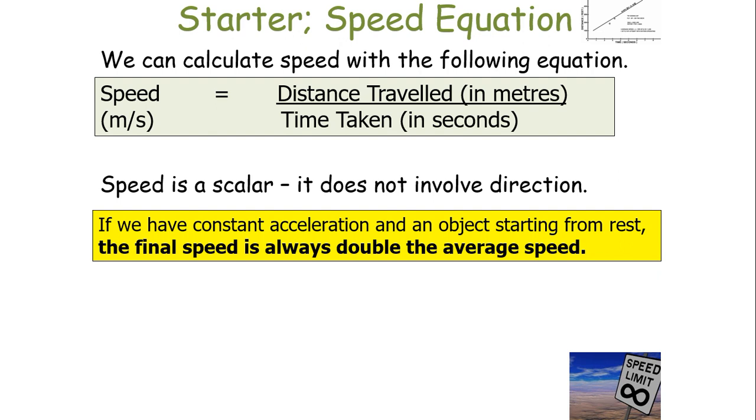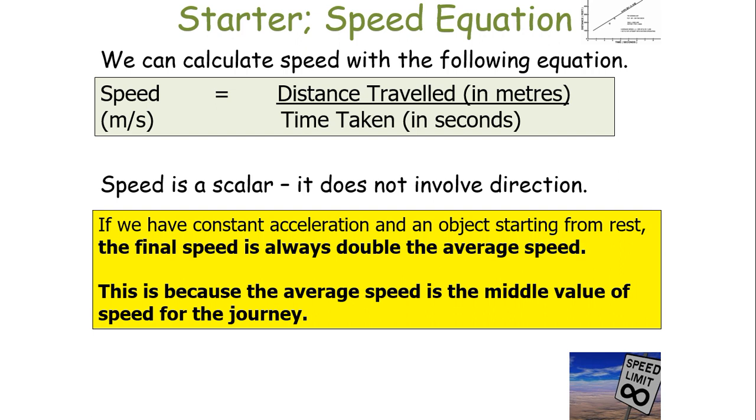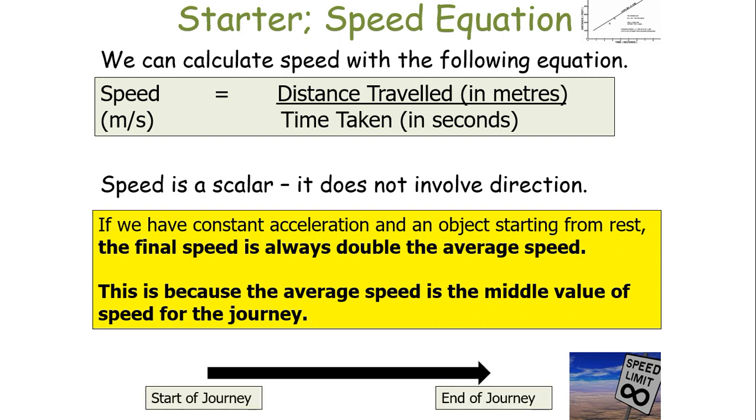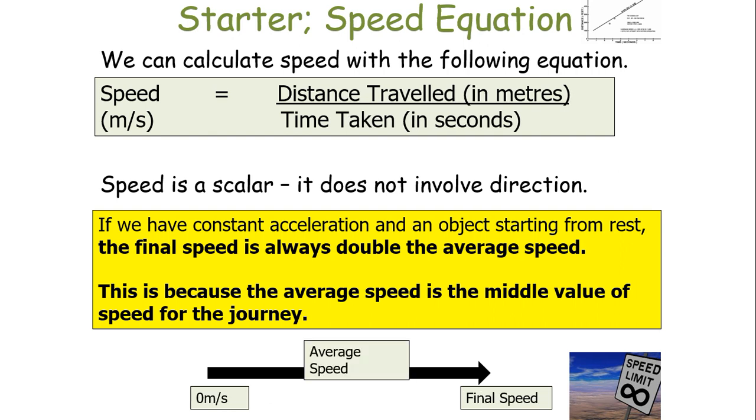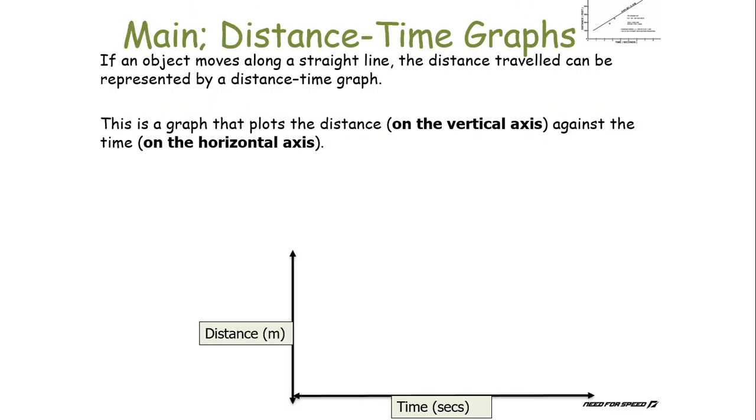Now, just remember that if you've got a constant acceleration, and the object is starting from rest, the final speed is always double the average speed. That's because the average speed is the middle value of speed for that particular journey. Because if you start your journey at 0 meters per second and end your journey at a certain value of meters per second, say for example 20 meters per second, well then the average speed is between 0 and 20, so 0 plus 20 divided by 2, which would equal 10, which is the middle value.